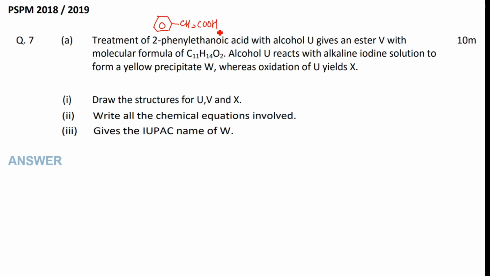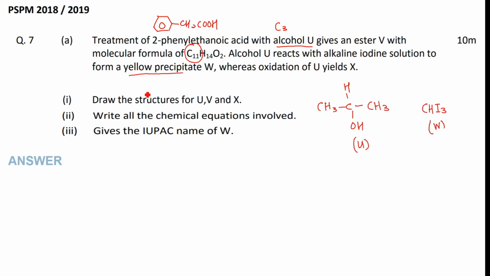This is the structural formula of 2-phenylethanoic acid. From the structural formula, we know that 2-phenylethanoic acid consists of 8 carbons. To produce an 11-carbon product, alcohol U must consist of 3 carbon atoms. The second piece of information is that alcohol U reacts with alkaline iodine solution to form a yellow precipitate. This tells us that alcohol U contains a methyl carbinol group. Since alcohol U has 3 carbons, the remaining group is a methyl group. Then this is the structure of alcohol U.